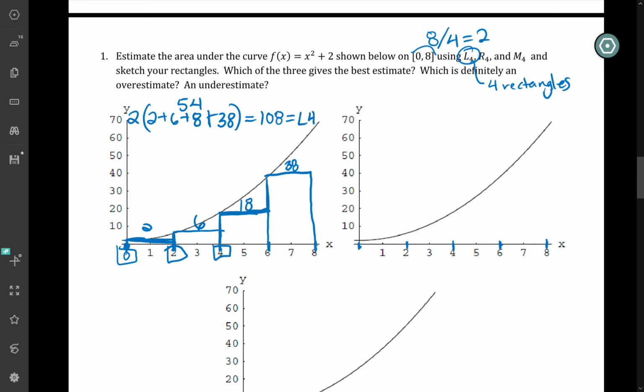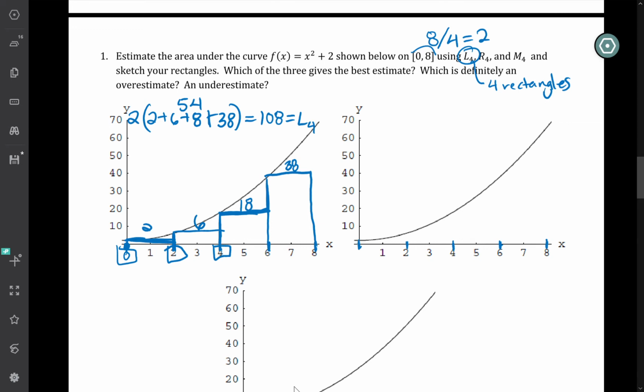And again, if you're given a formula, use it. If you're not given a formula, you're just going to have to estimate how tall they are. But if you've got one, your estimates are going to be that much better, so take advantage. And we can see that L sub 4 is definitely an underestimate in this case.